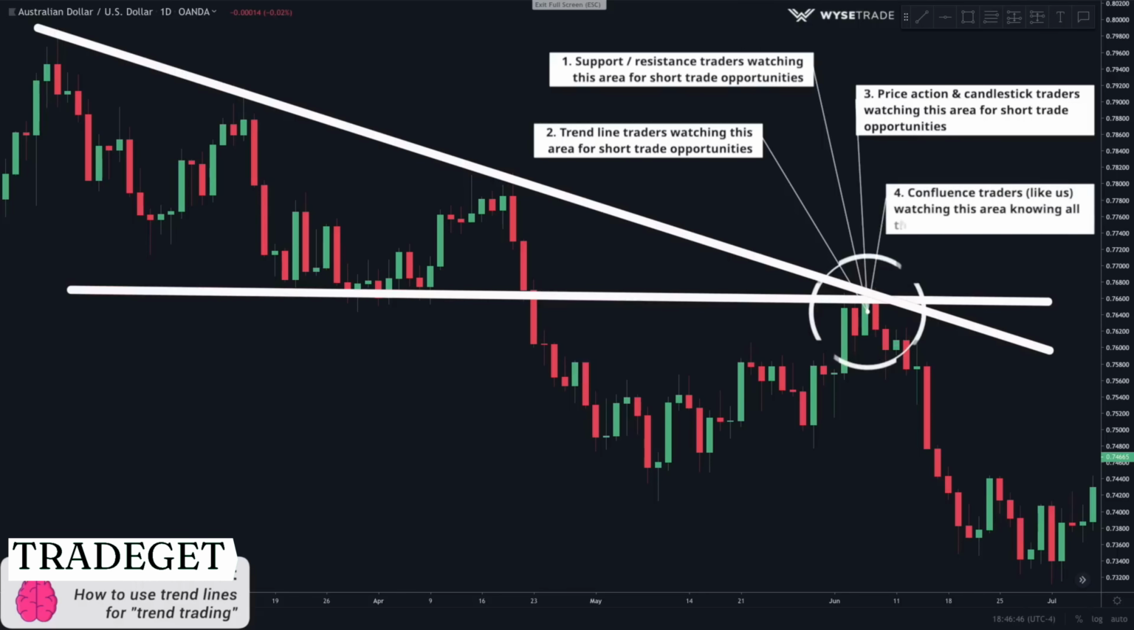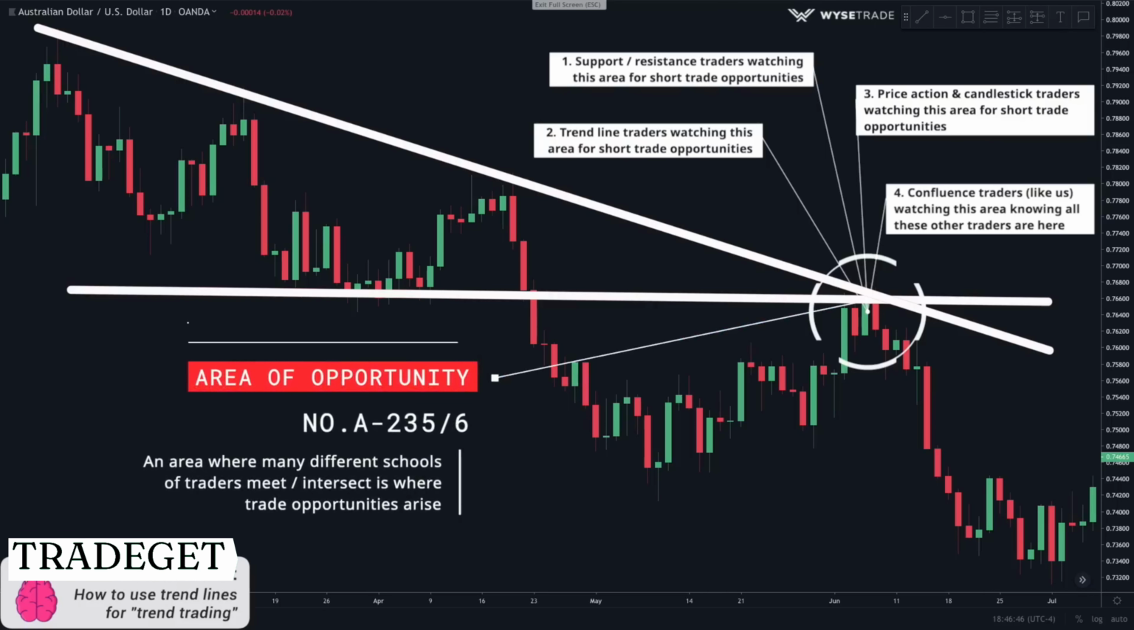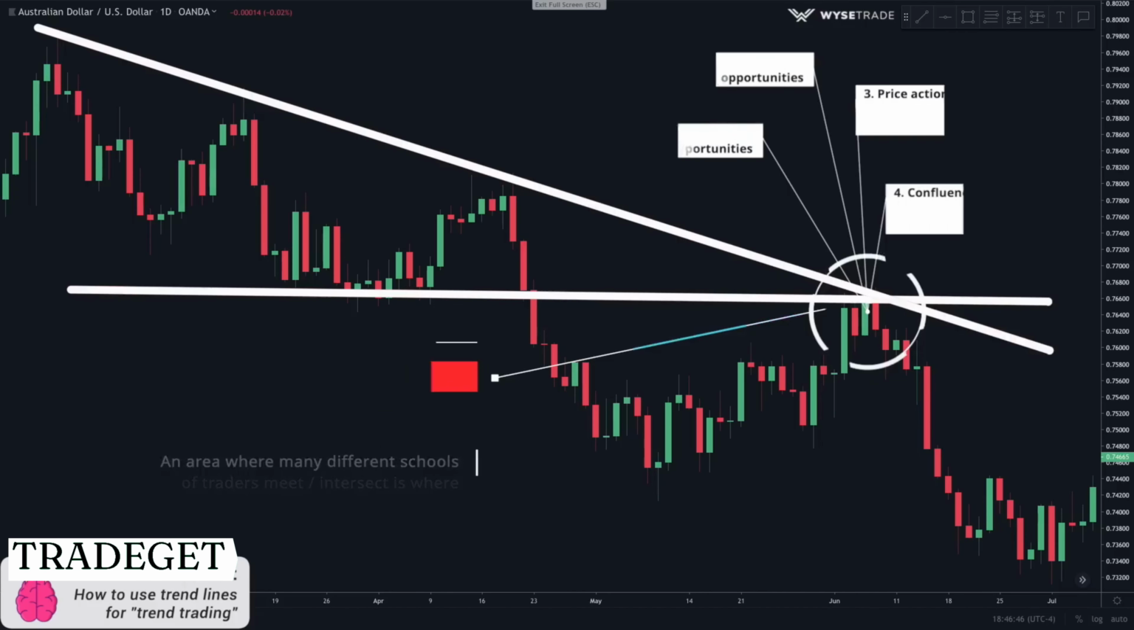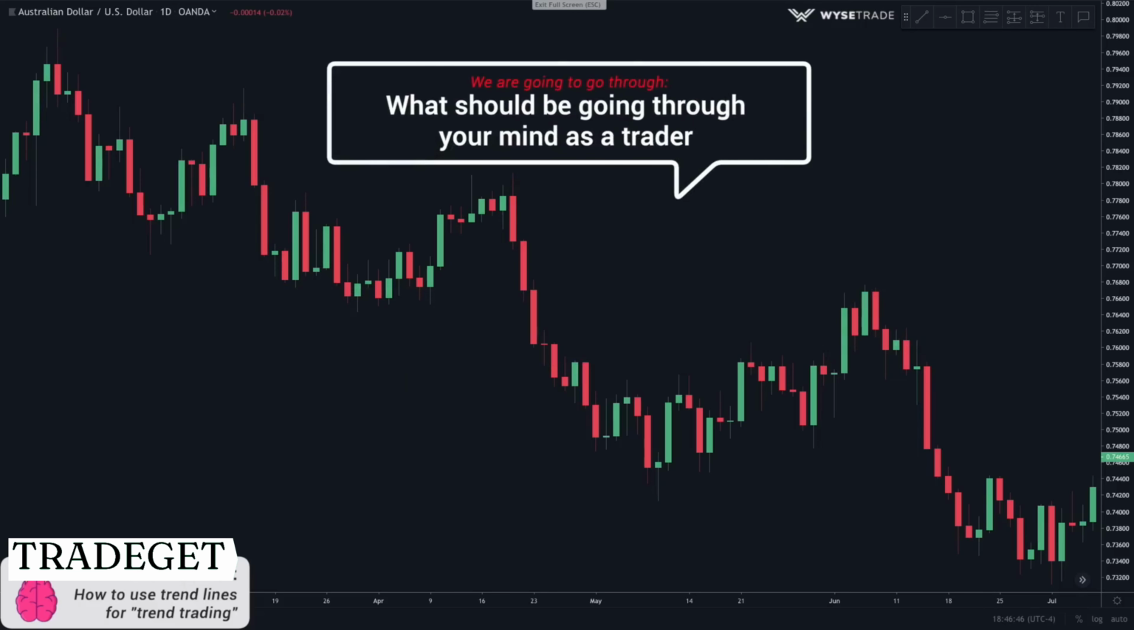Third, you would have price action and candlestick traders eyeing this area for possible short trade entries. And fourth, you would have confluence traders like us who are eyeing areas like this where we know other schools of traders are watching for possible short trade entries. All these different types and schools of traders with different trading styles, all eyeing this area for possible short opportunities, is what can trigger a possible short trade entry. Now let's break this down step by step of what should be going through your mind as a trader.